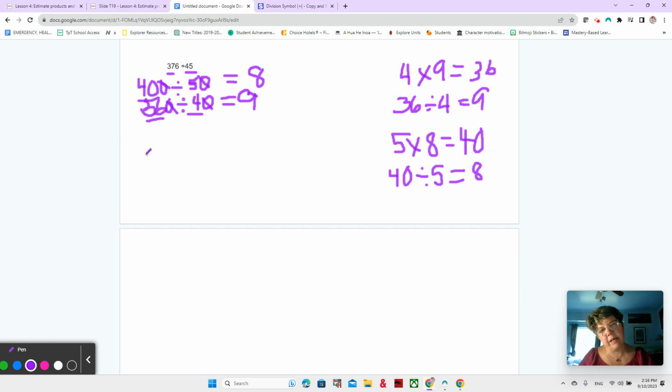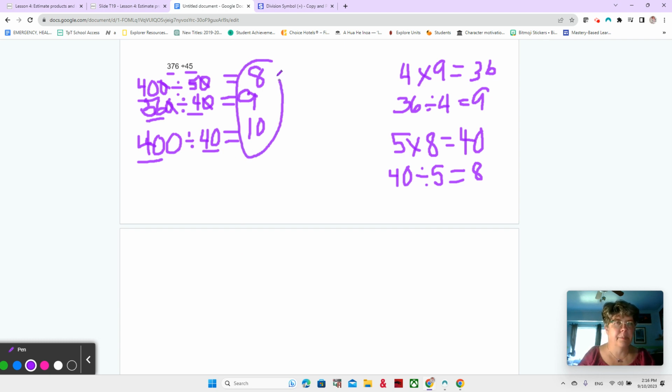Okay, is there anything else? Oh, what about 400 divided by 40. Yeah, that would be 10. 40 fits into 40 one time and one 0 left over. Okay, so we have a lot of possible estimates. Do you see how they're pretty close to each other? 8, 9, and 10. All right, so we have a good idea what 376 divided by 45 would be.